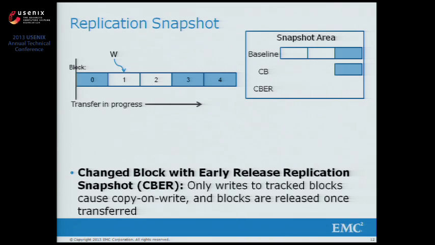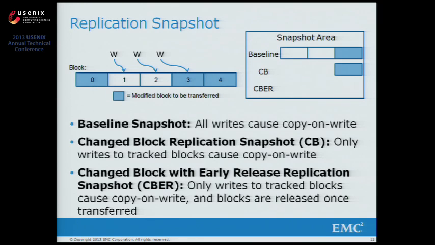So again, our transfer is in progress, and a write comes into block 1. And now as soon as we've transferred block 0, we can unmark it as dirty. Write to block 2, the same. And now we've transferred block 3. And then the write to block 3 is to a clean block, so nothing needs to be copied to snapshot storage. So in this example, we've reduced the amount of snapshot storage from 3 to 1 to 0 in this example.